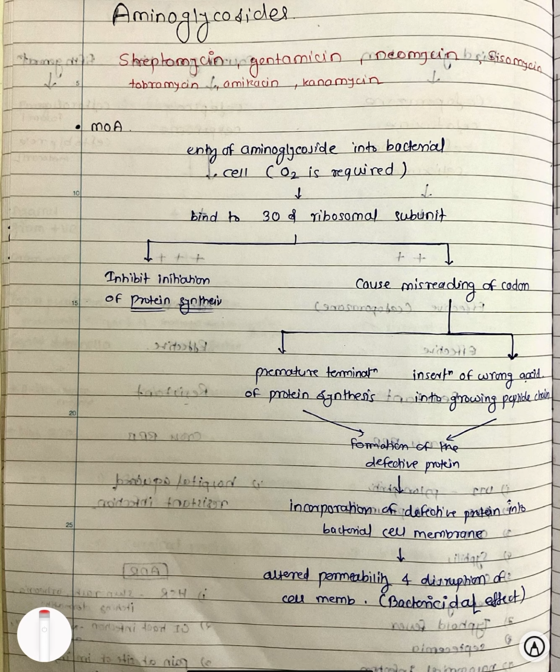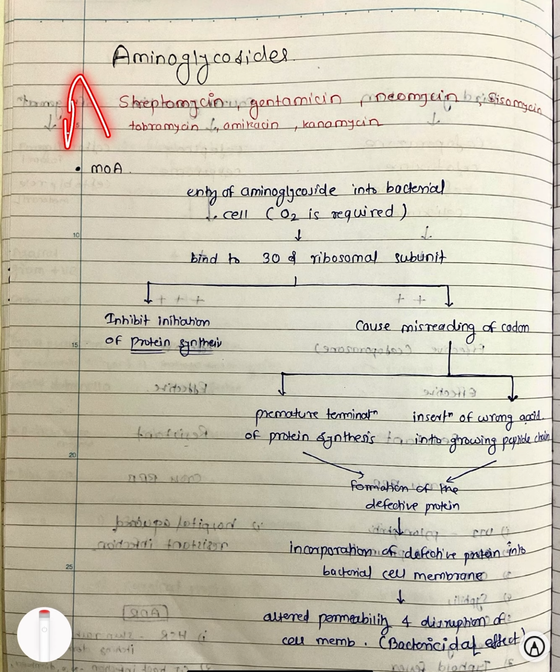Let's move to the mechanism of action of the aminoglycoside. When we take the aminoglycoside in the body, means if we take streptomycin or gentamicin, there will be the entry of the drug into the bacterial cell by using the oxygen. Oxygen is required for the entry of any kind of aminoglycoside into the bacterial cell. Once the aminoglycoside is inside the bacterial cell, it will bind to the 30S ribosomal subunit.